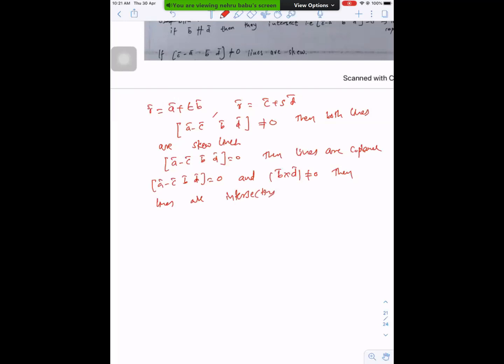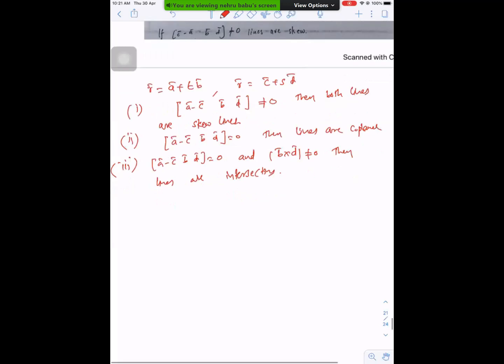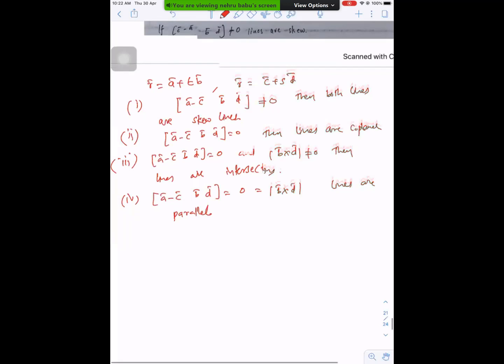So all these conditions you have to remember. This is the first condition for skew lines, the second condition for coplanar, and the third condition for intersecting: the box of a bar minus c bar, b bar, d bar equal to 0 and mod b cross d not equal to 0, then the lines are intersecting. Next, if the box is equal to 0 and mod b cross d is also 0, in this case the lines are parallel. So these are the conditions.